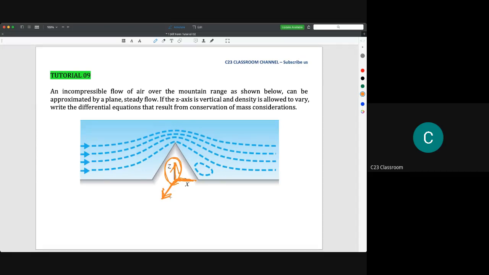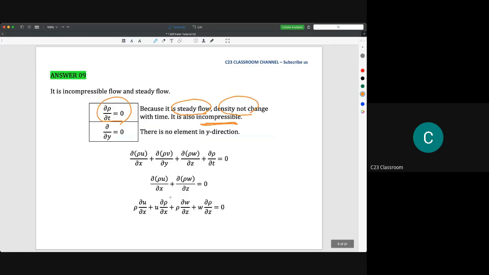So maksudnya apa nama tu, y adalah yang serenjang, yang perpendicular dengan screen komputer awak. So saya harap awak dapat faham yang itu. Jadi kita kata there are no components of y, that's why we take d dy is equal to 0, because we are not dealing with any y element.